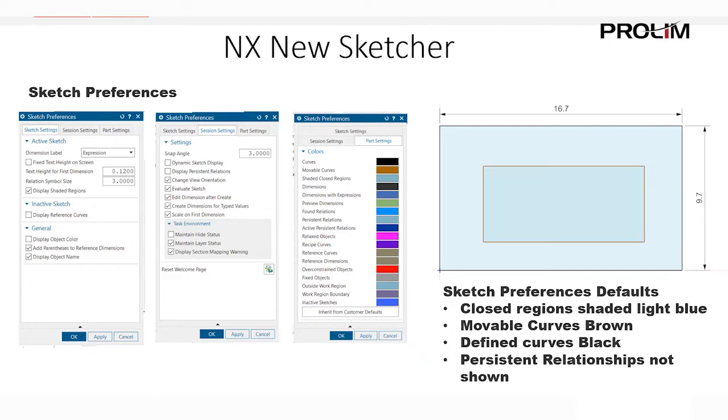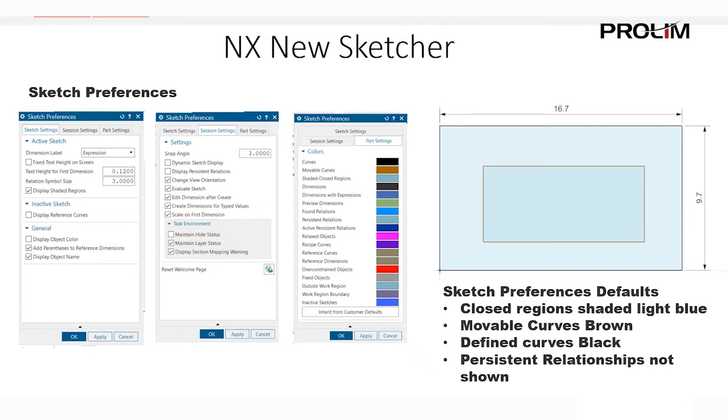You can also see here within the sketch preferences, you can go in there and change these colors if you do not like those particular colors. For example, your movable curves. If you don't like the brown, you can easily go in there and change it. If you want to change the closed region to a different color, you can do that. If you don't want to see the closed region, the shaded area, you have the ability to go and turn that off and on.